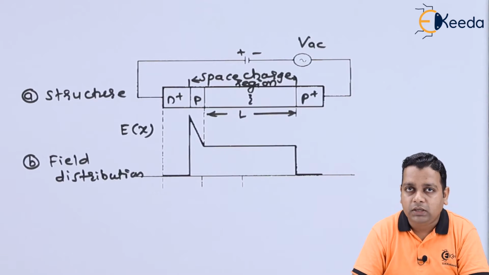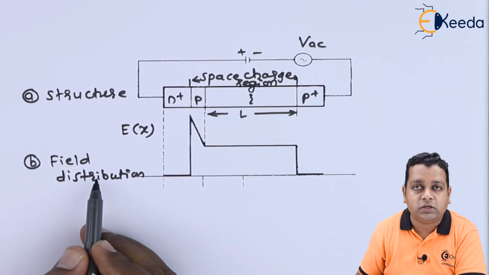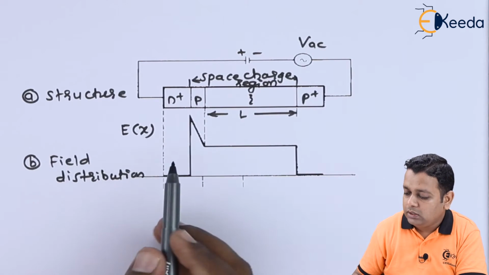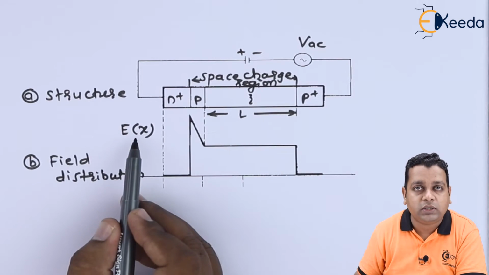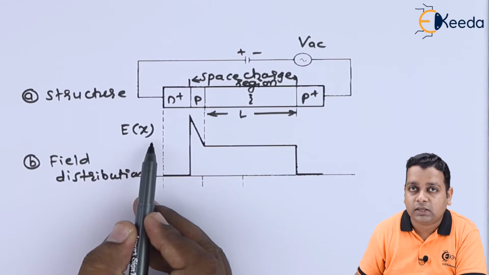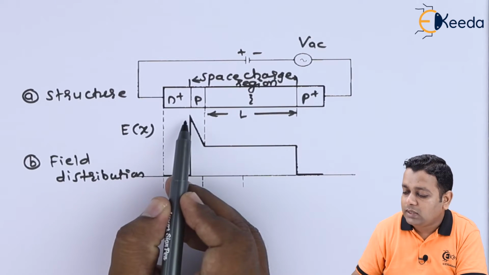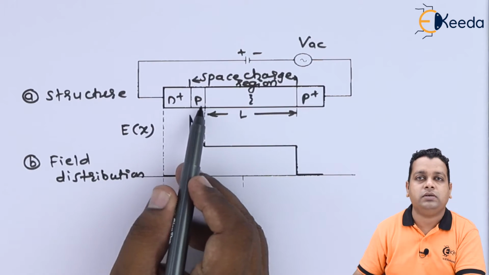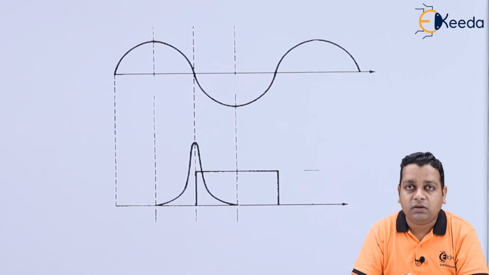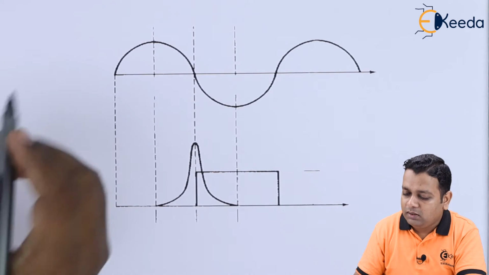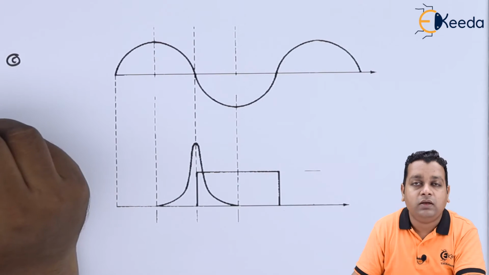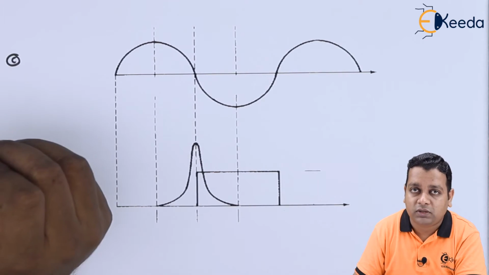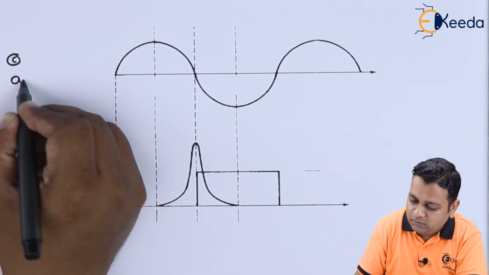In part B, we represent the field distribution that we have already discussed. In the field distribution, E is represented as a function of x, x being the distance, and it has the maximum level at the junction between the N plus and the P here. Now after figure part A and figure part B, we go for figure part C and figure part D. In figure part C, we represent the applied voltage V AC.